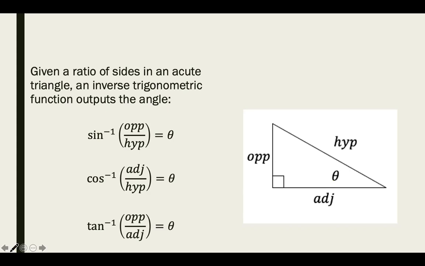So for sine, if we put in opposite over hypotenuse, it'll tell us what angle would give us that opposite over hypotenuse. Same thing for cosine and tangent with their respective ratios. They're the same ratios that you learned for sine, cosine, and tangent already. You're just plugging them into the function instead of getting them as the answer to the function.